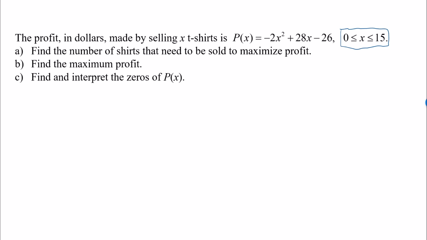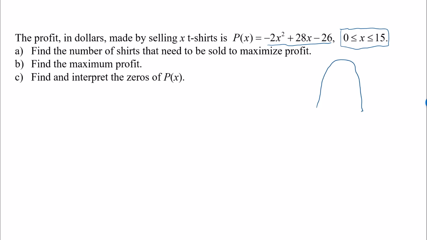We have x for our independent variable, and capital P standing for profit for our function. If we look at this function, negative 2x squared plus 28x minus 26, we recognize that as a quadratic function. Because the x squared has a negative coefficient, we know it is a parabola that opens down. So it looks something like this.